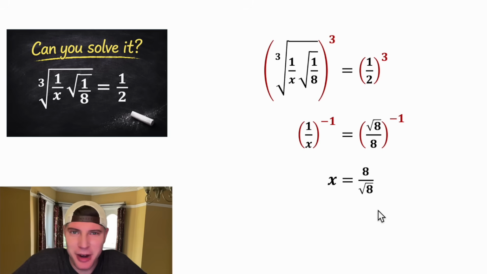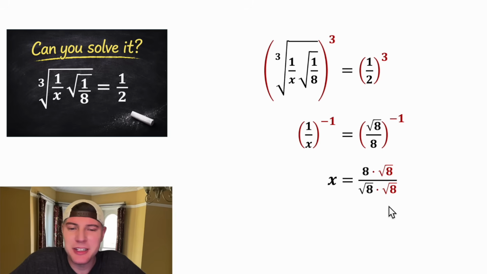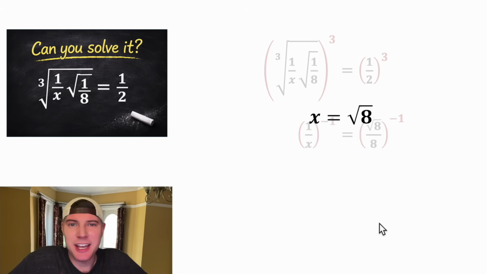I don't really like having radicals in the denominator, so we can fix that by multiplying top and bottom by the square root of 8. Whenever you multiply by a fraction, you're going to multiply across. So this becomes 8 times root 8 over root 8 times root 8. On bottom, the square root of 8 times the square root of 8 is equal to 8. And then this 8 and this 8 can cancel each other out, leaving us with x is equal to the square root of 8. This is the answer to our question.